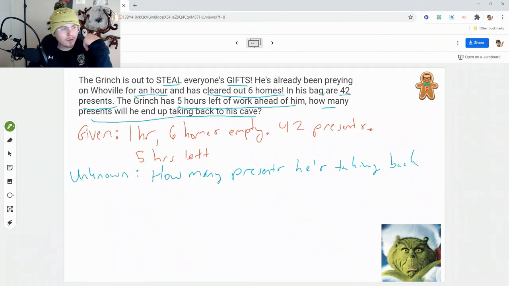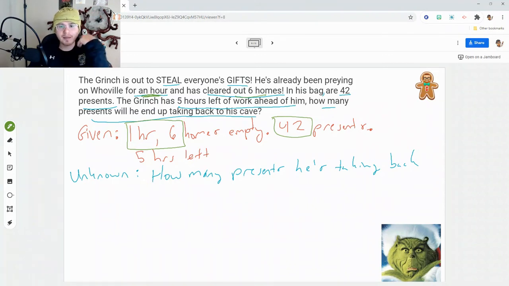There's an hour and 6 homes. So I'm gonna highlight that. 1 hour, 6 homes. That's the ratio. In his bag, there's 42 presents. So that's another ratio, right? So 1 hour, 6 homes, 42 presents. He has 5 hours left to work ahead of him.